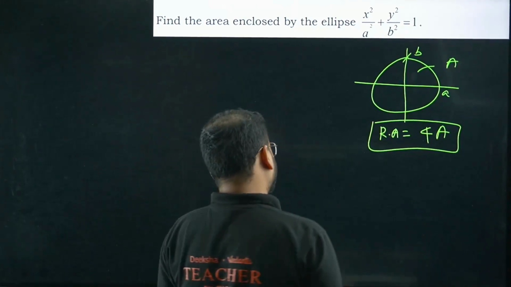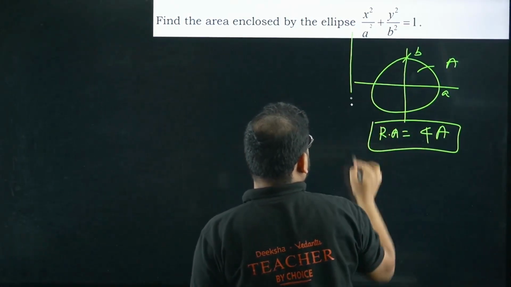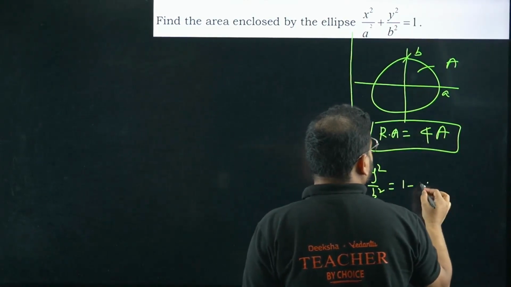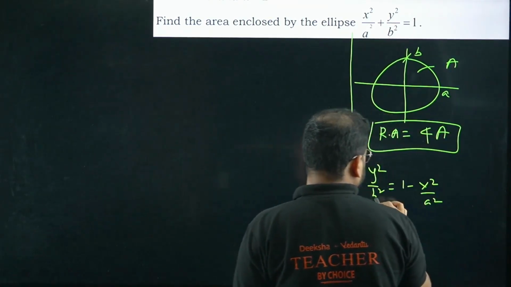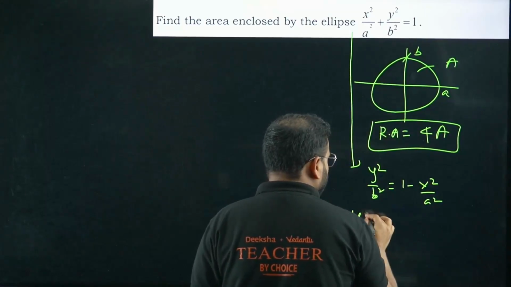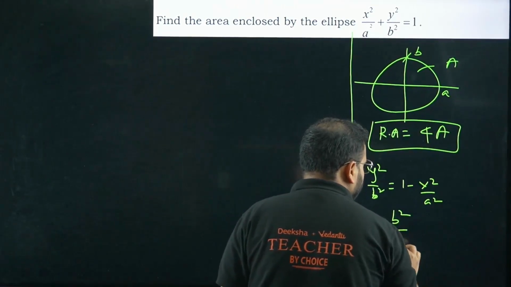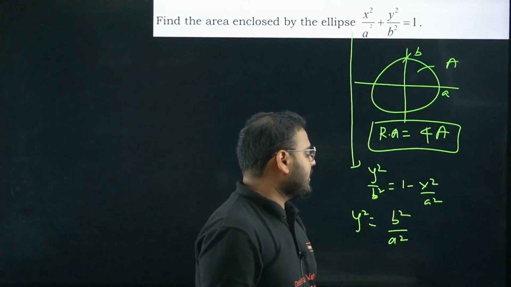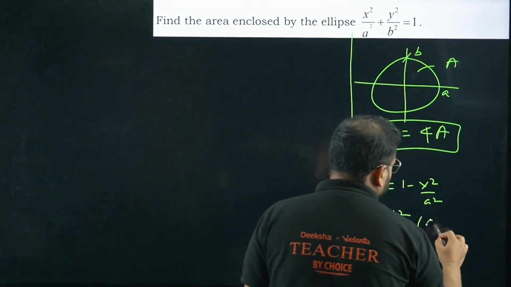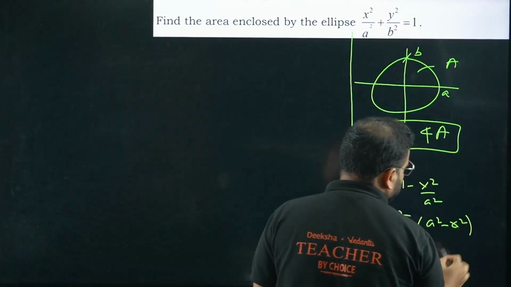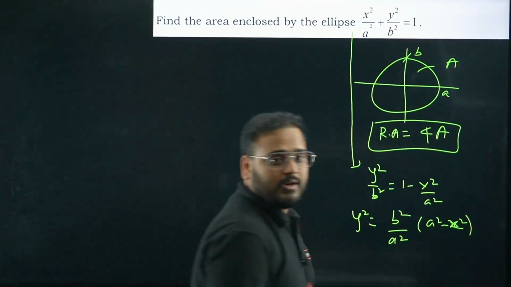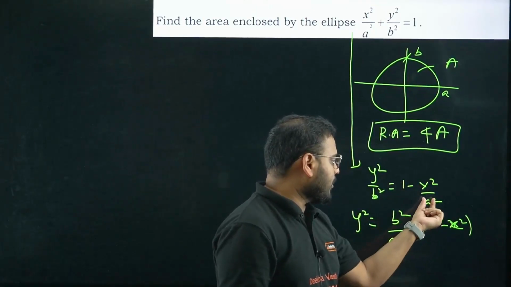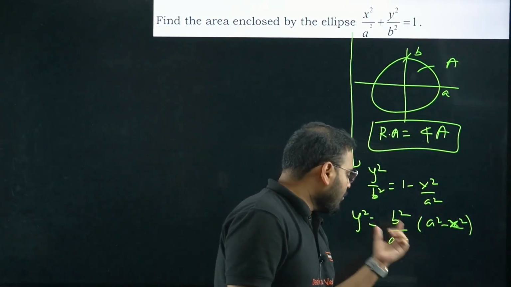So how to find the small area, sir? Make y the subject first from here. We get y square by b square equals 1 minus x square by a square, right? So I get y square equals b square by a square. Correct now? I take b square over there. a square comes as the LCM and this will become a square minus x square. Please check. The denominator will be over here. Now take the root.